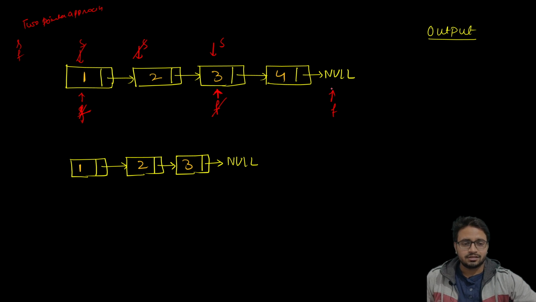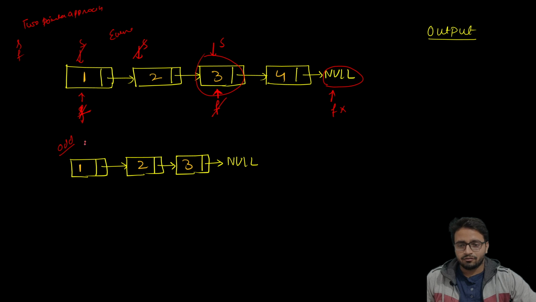So after this, when we iterate again over here, we see that fast is equal to null. So we are going to stop our loop, and in the slow pointer itself, we are going to get the middle node. So this is for the even number of nodes.